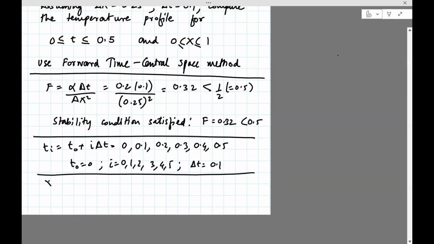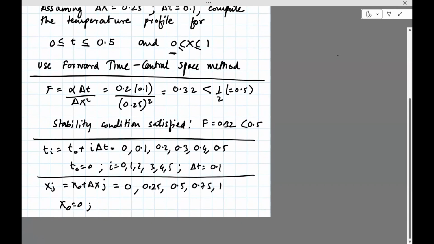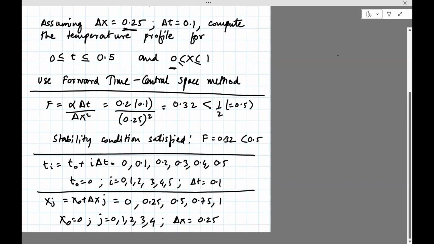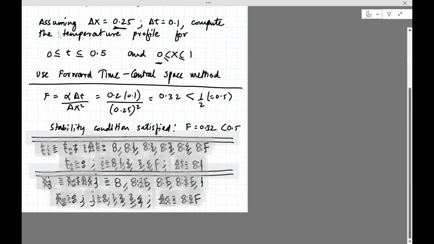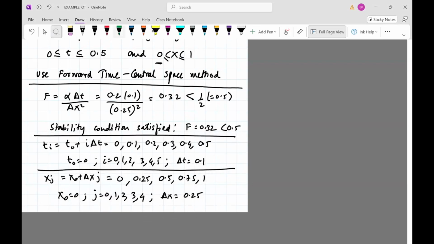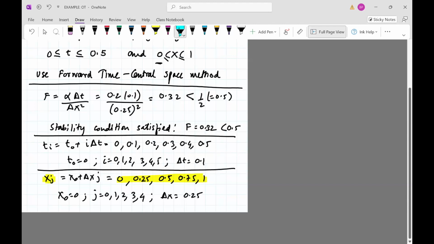Okay, let's do some work to figure out how many grid points we have on x. Let's call that x_j. So it'll be x0 plus j delta x. That would actually come out to be 0, 0.25, 0.5, 0.75, and 1. And that's because x0 is 0. And then j would be 0, 1, 2, 3, 4. And delta x would be 0.25. It's actually given here. So this is the key thing. This is what we seek. And then for time, it's this.